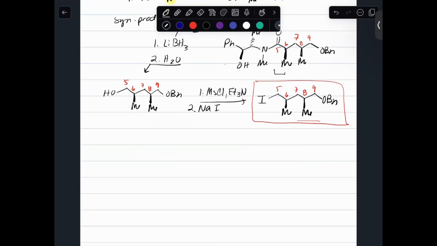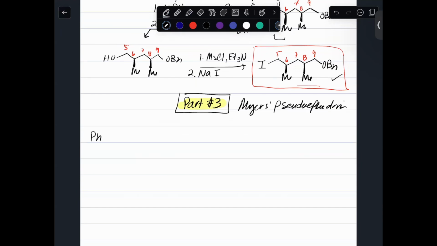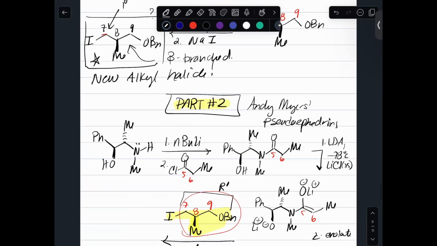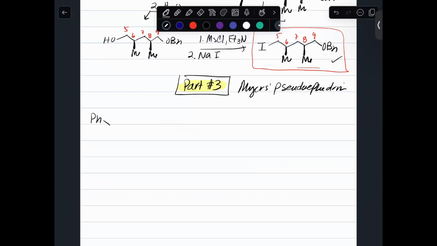Let's move on to part 3. Because our iodo-alkyl group is getting bigger and more sterically hindered, we are limited to only using Andy Meyer's methodology. So David Evans no longer comes into play. We start off with the same oxazolidinone because remember at carbon 4, the methyl group is wedged. So I'm going to use the exact same oxazolidinone that I used in part 2. So part 3 is going to look very similar to part 2.